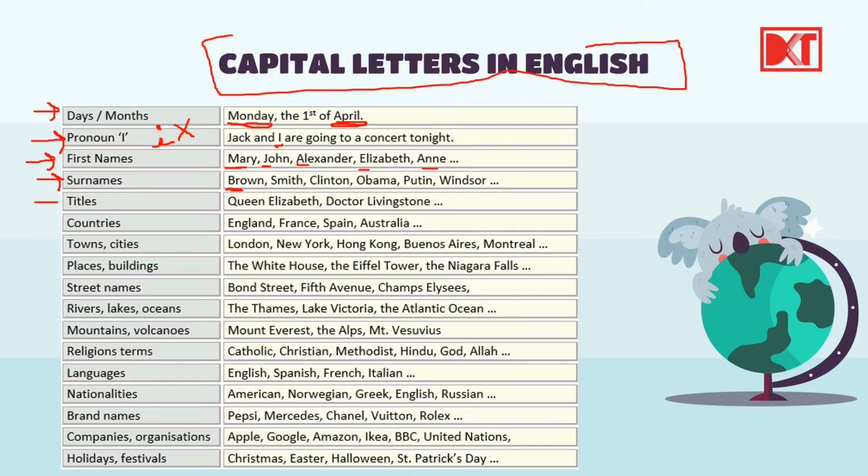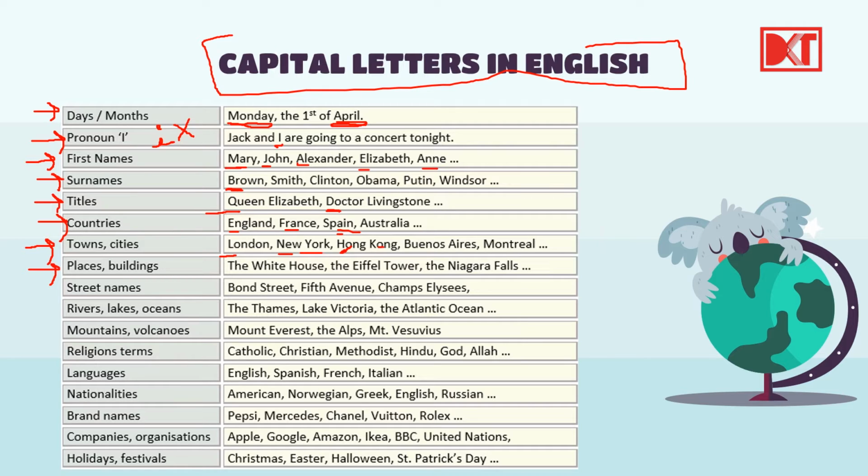Similarly, when we are talking about titles like Queen, Doctor, any other profession, Professor, Prince, King, the first letter is capital. Then countries, the first letter is capital: India, Australia, Spain, any country. Towns and cities like London, L capital, New York, N and Y capital, Hong Kong, H and K capital, and so on.